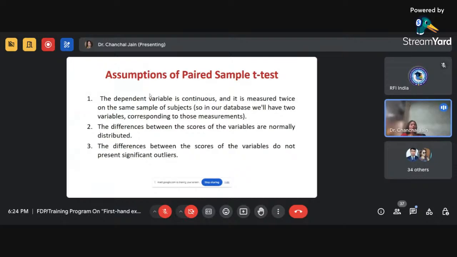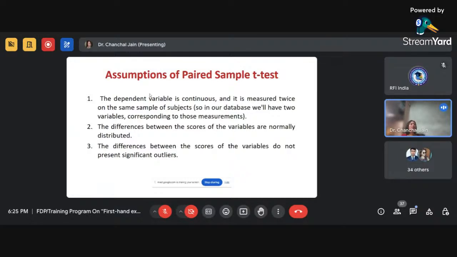Now, there are certain assumptions of paired sample tests. The first one says the dependent variable is continuous and it is measured twice on the same sample of subjects, right? That means the same people, and you need to collect data from those people twice, after a certain period of time. That will become the continuous variable for you. The differences between the scores of the variables are normally distributed.